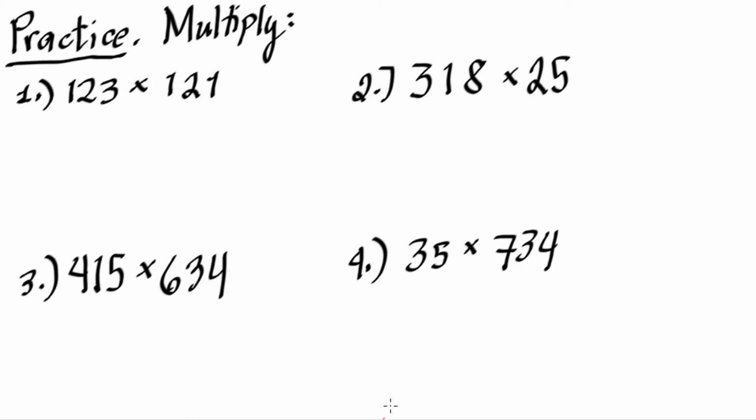Okay, so let's try to answer. First, we're going to answer number 1. So we're going to write it as 123 times 121. So let's answer that. 1 times 1 is 1. Now we're going crosswise: 1 times 2 plus 2 times 1. So that's going to be 2 plus 2, which is 4. Then we have 1 times 1 plus 2 times 2 plus 1 times 3. That's going to be 1 plus 4 plus 3. Again, 1 plus 4 plus 3. That's going to give us 8. Then we have 2 times 1 plus 3 times 2. That's 2 plus 6. That's going to be still 8. And then we have 3 here.